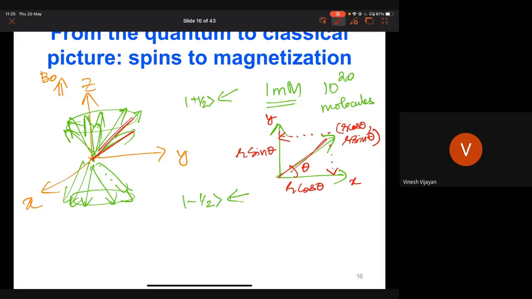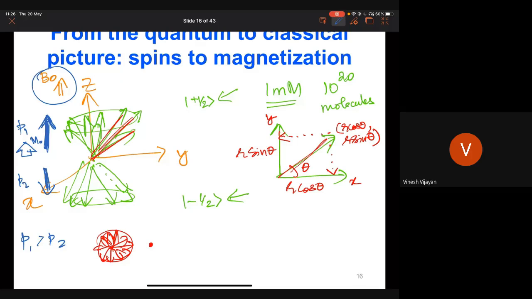So similarly, each vector that is present can be resolved into its mutually orthogonal components, where along the xy plane you would have vectors spaced equally across, and therefore they'll mutually cancel and give no net magnetization. On the other hand, you will have vectors that add up along the z-axis for the plus half spin and also the minus half spin. The length of this vector will be determined by the population in each of these two states. Since you know that P1 is slightly greater than P2, these vectors will destructively interfere to give a bulk magnetization that is pointed along B0, the external magnetic field that is applied.